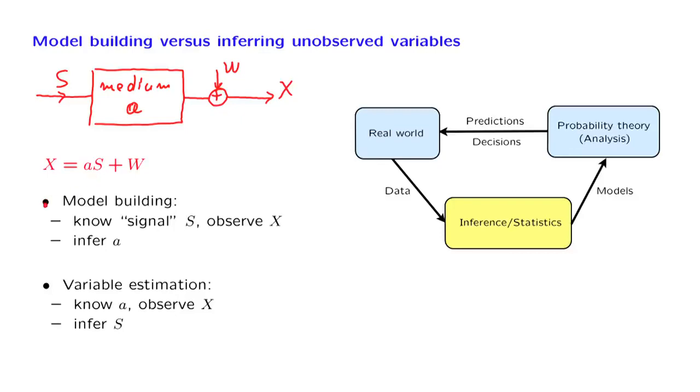You notice that these two versions of the problem are essentially of the same mathematical structure. We have a linear equation. In one case, we know S, we want to find out A. In the other case, we know A, we want to find out what S is. So even though the interpretation of these two problems are quite different, the mathematical structure is exactly the same. This is fortunate. It means that one and the same methodology will be applicable to both types of problems.